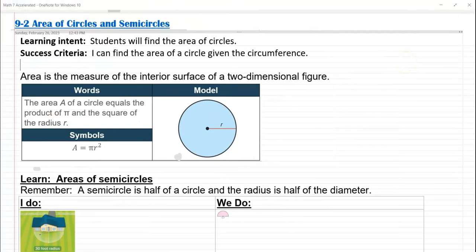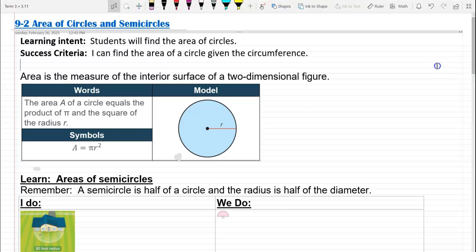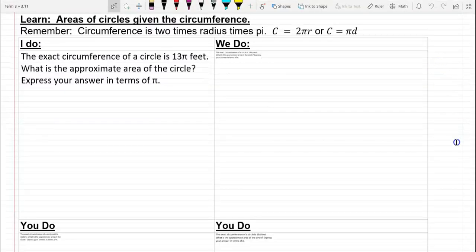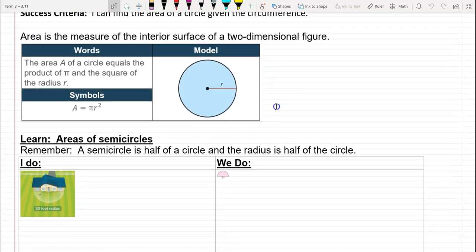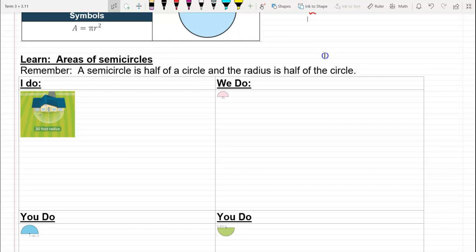Hello students. In this video we're going to look at the area of semicircles, or calculate the area of semicircles. So just a quick reminder that the area of a circle is pi r to the second power. So a semicircle is actually half of a circle. So that would mean that the area for a semicircle would be pi r squared divided by 2. So let's take a look at a couple examples here.